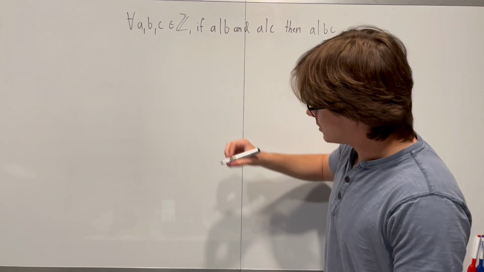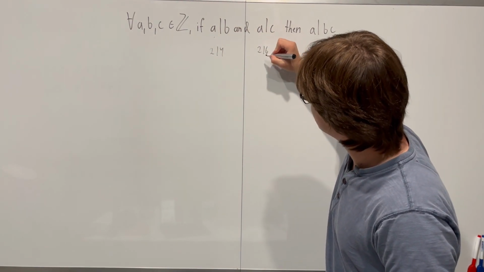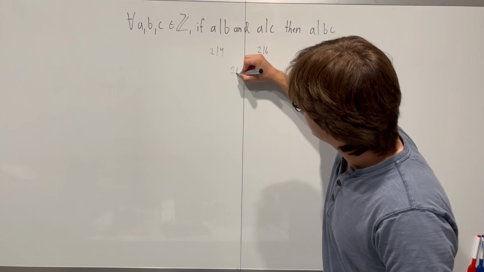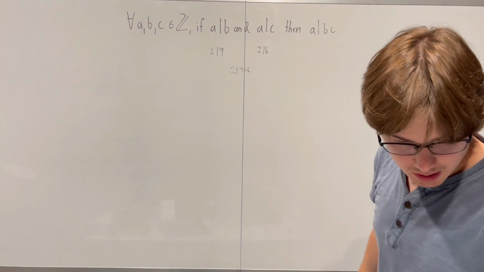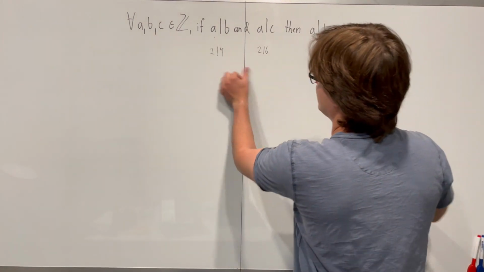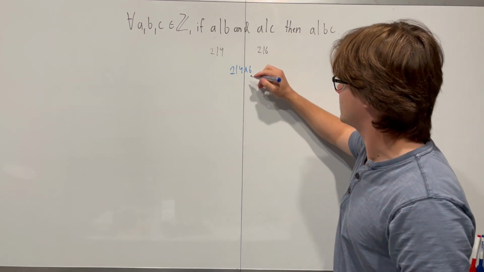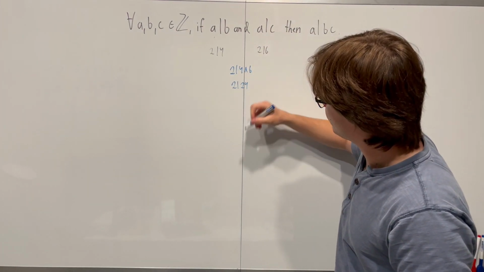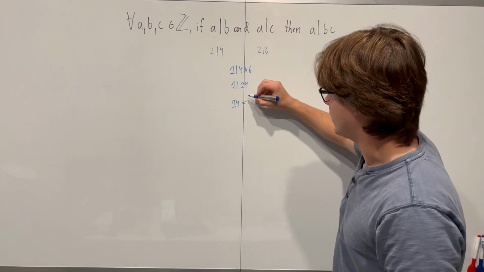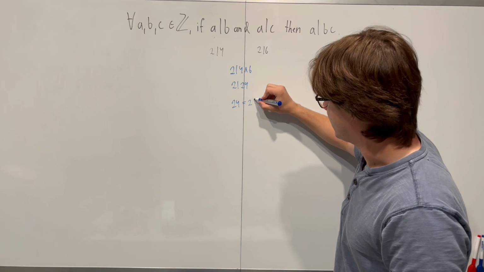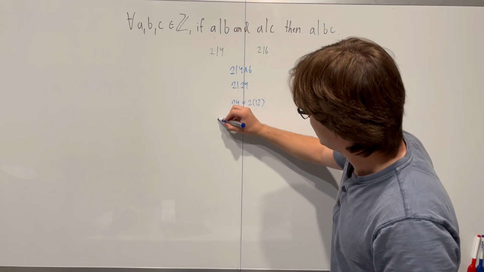The examples we've been looking at so far are things like if a is 2 and b is 4 and c is 6, then is it true that 2 divides 4 times 6? Let's rewrite this a little nicer: 2 divides 4 times 6, which is 2 divides 24, and of course that's true because 24 can be written as 2 multiplied by some integer, in this case 2 times 12.